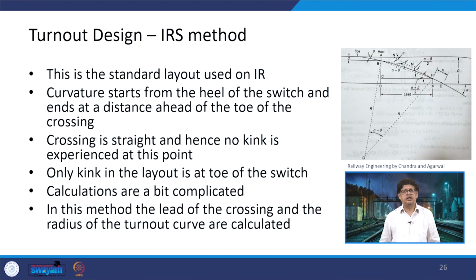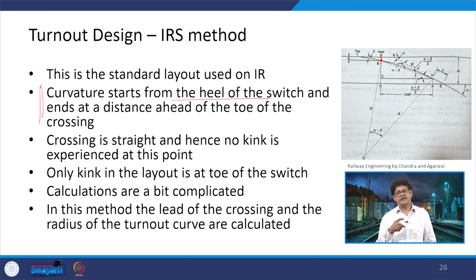Now, coming to the other method, which is the IRS method. This is a standard layout method being used on Indian Railways. Here the assumptions are different in all three cases, and that is the basic catch: which particular method you have to use. Here it says the curvature starts from the heel of the switch, the same condition as the previous one. So, the heel of the switch is here, that is AB is the heel divergence. So, it is starting from here.